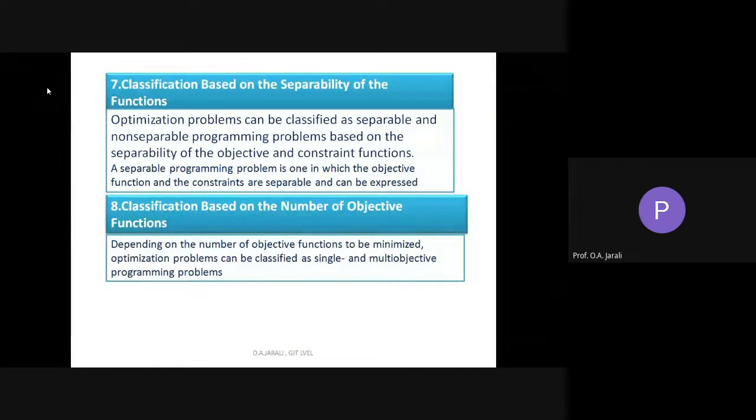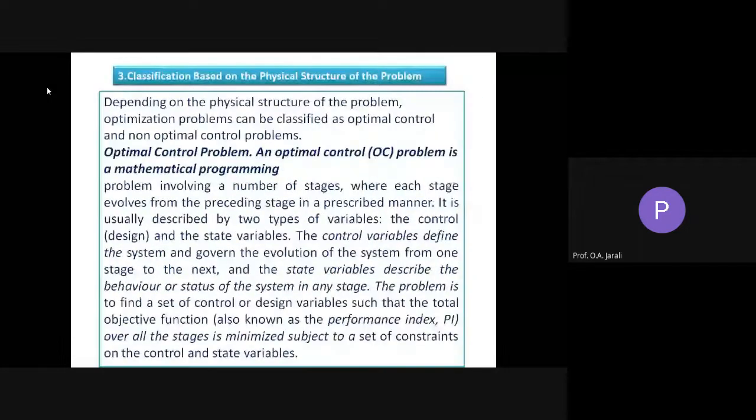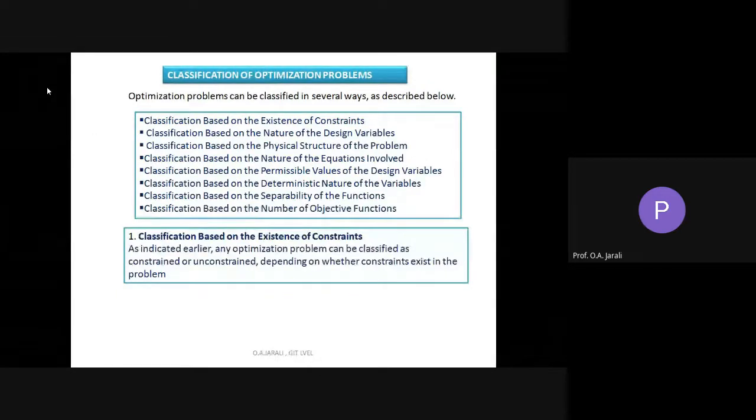So depending upon the number of objective functions to be minimized or maximized, optimization problems can be classified as single objective functions or multi-objective programming problems. Okay, so this is a major classification of objective functions or optimization problems. Okay, first, when you see any problem, you just classify that problem under this category.